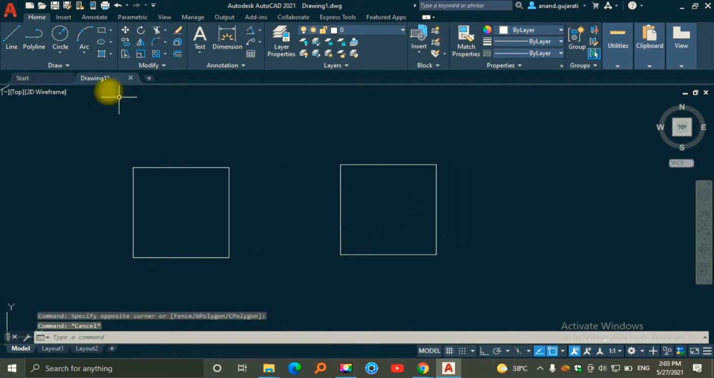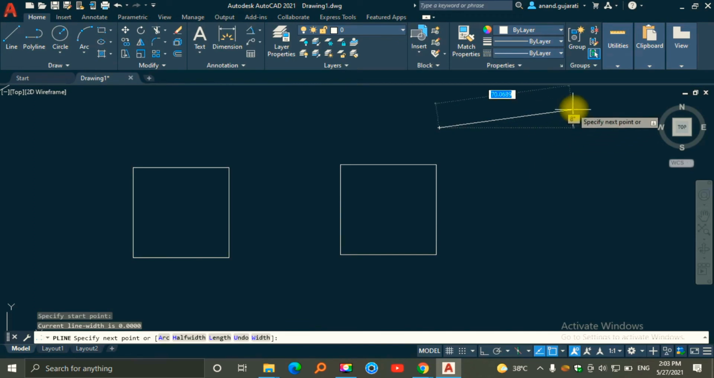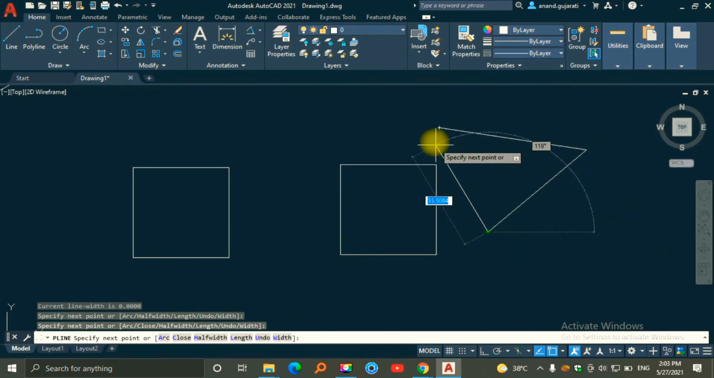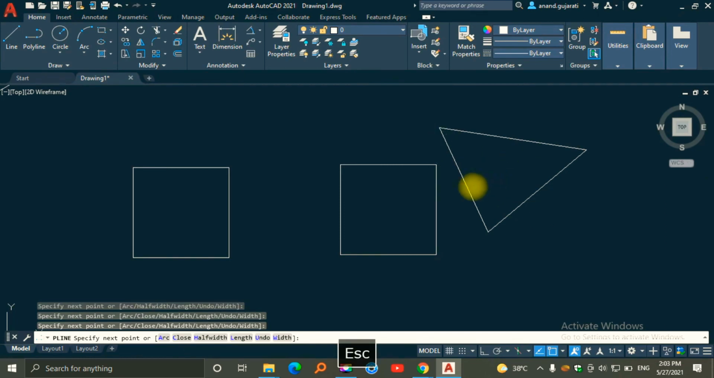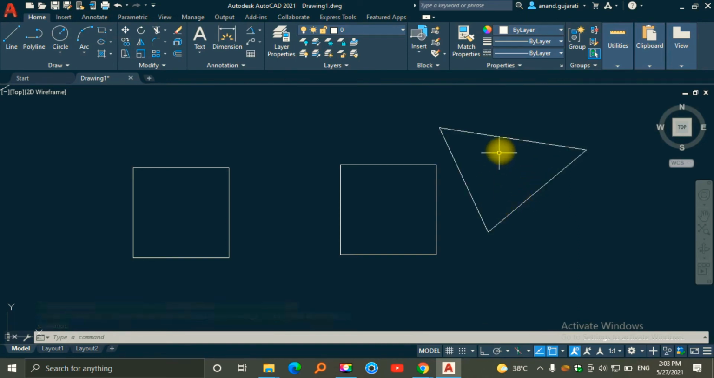I will show you again. I am using the polyline. I select the first specific point, second point, then third point, and then fourth point. As you can see, I drew one arbitrary triangle which has some kind of dimension and angle. But when I select any single line, it automatically selects the entire object. So this is the difference between line and polyline.